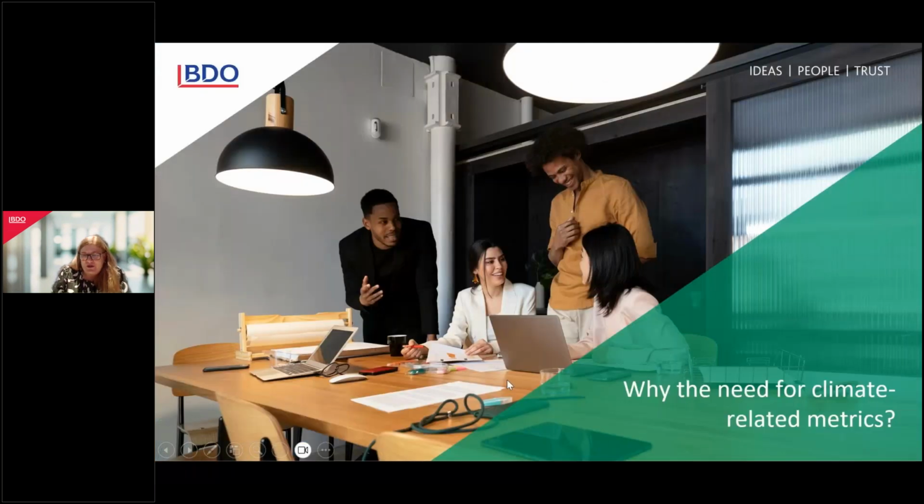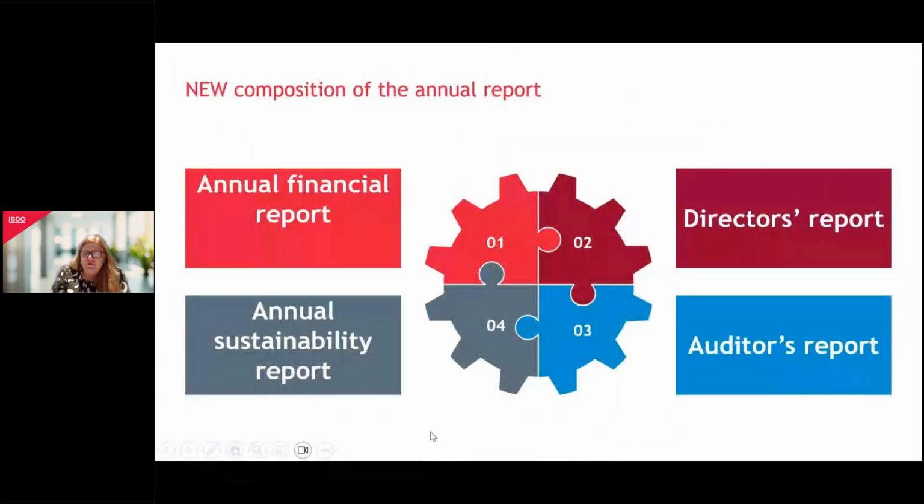So in the first section, why the need for climate-related metrics? Now, I think we've talked about this over the last few months, that according to the new legislation, the annual report will consist of an annual financial report, an annual sustainability report, a director's report, and an auditor's report. So this is for those organizations that are captured by legislation, that are either Group 1, Group 2, in its basic or in its foundation, it would mean all entities currently lodging financial statements with ASIC.